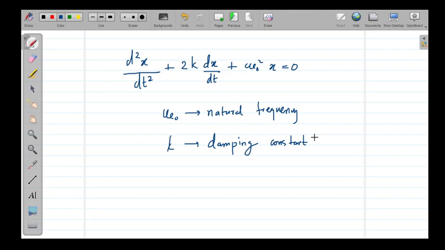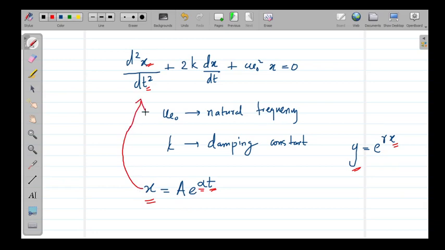Now, using the earlier mentioned method of solving second order differential equations, substitute x = a e^(αt), just like we substituted y = e^(rx). There the differential equation was with respect to y and x. Now it is x and t. So choose x = a e^(αt), and we have to find the value of alpha. For that, substitute this back into this differential equation. For that, we need to find dx/dt and d²x/dt².